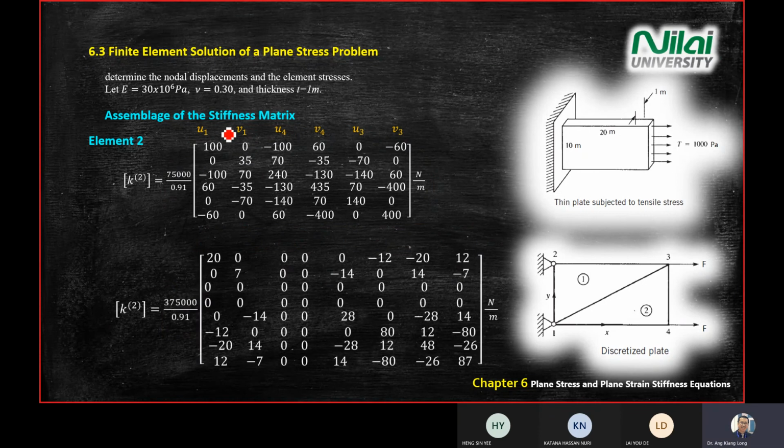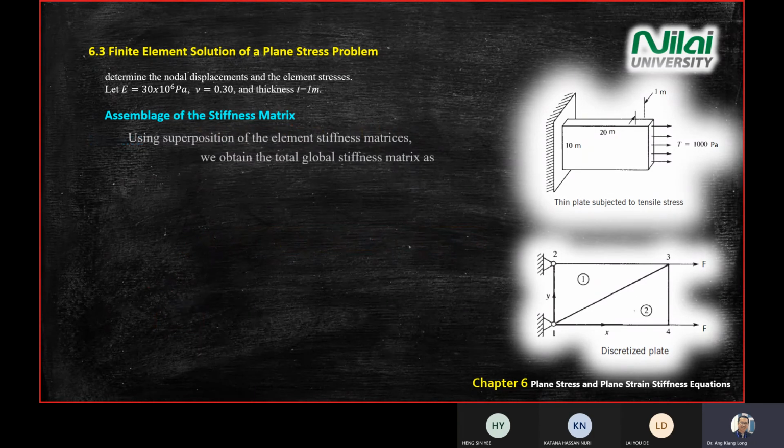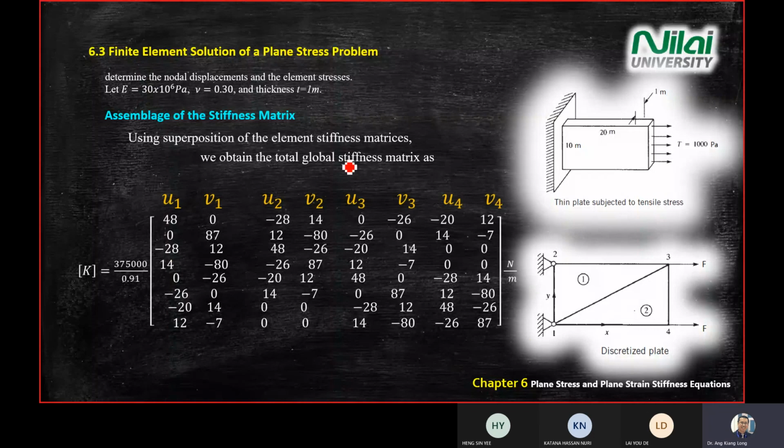So element 2, you have node 1, node 4, and node 3. Again, you modify the matrix to node 1, node 2, node 3, node 4. Then be careful on the constant value in front. After that, you superimpose these two together. You'll get this form. This is just a reference answer for you. You will combine 1 and 2 accordingly.